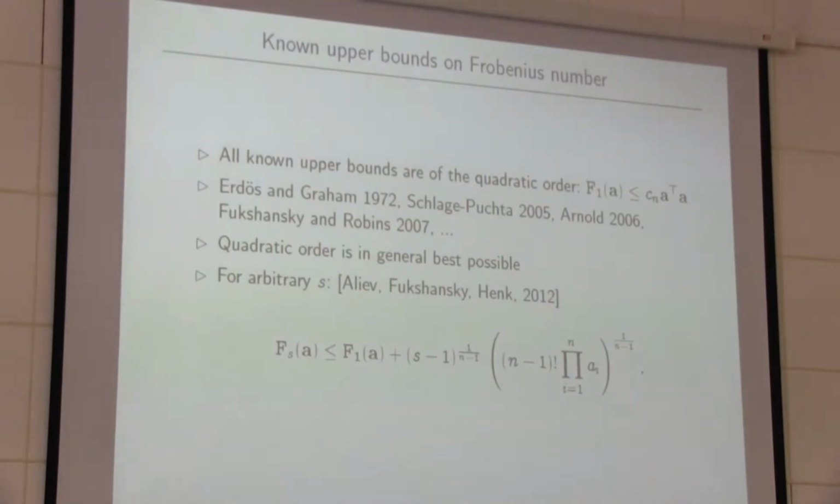For arbitrary S, to the best of my knowledge, there are just a few upper bounds in the literature, and the most recent one was proved by myself, jointly with Henk and Hinrichs, in 2012, the one shown here on the screen. So we can bound this S-Frobenius number from above as a sum of the classical Frobenius number plus this error term here.